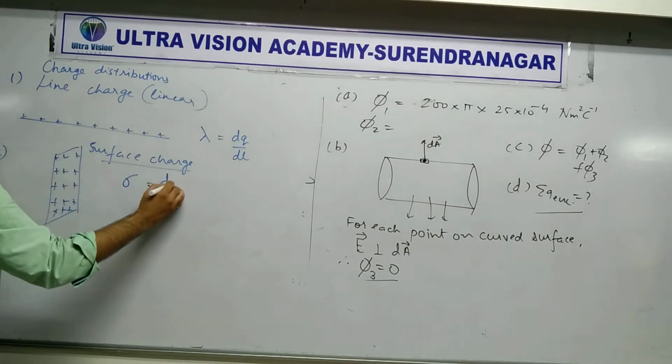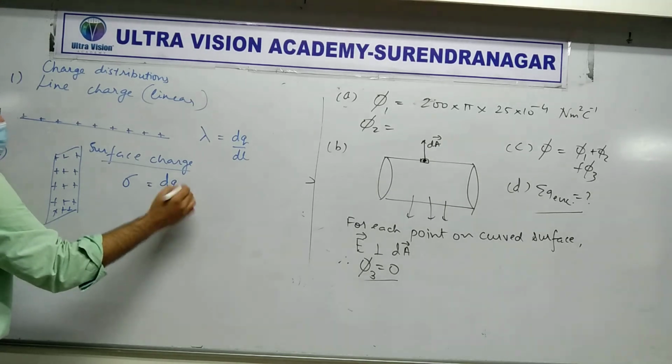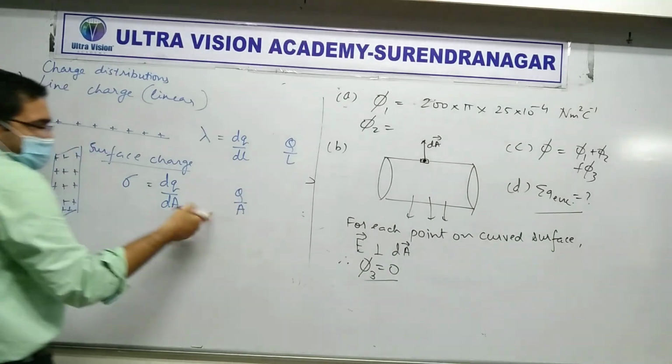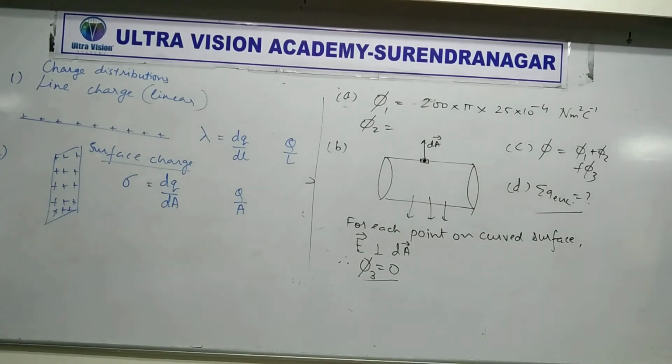This would be equal to dq by dA. For uniform, it is only q by L and q by A. I hope you remember that. For uniform you can just ignore differentiation and write it as a ratio.